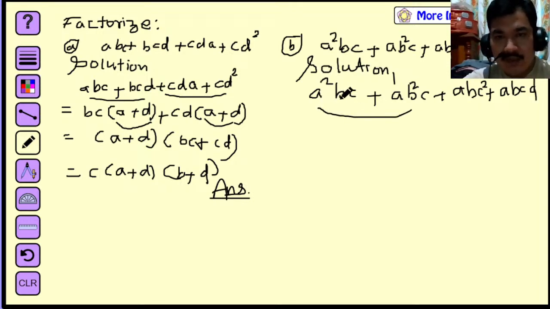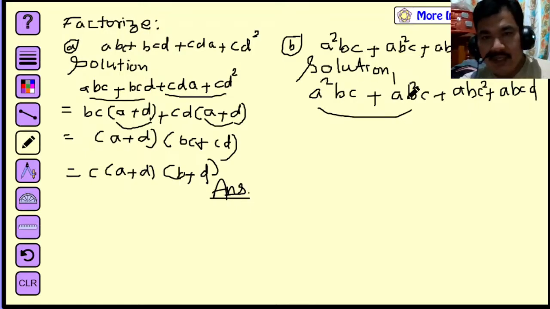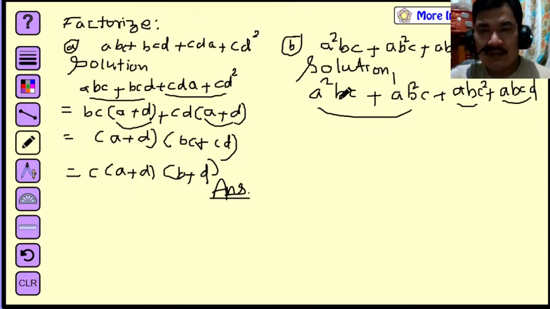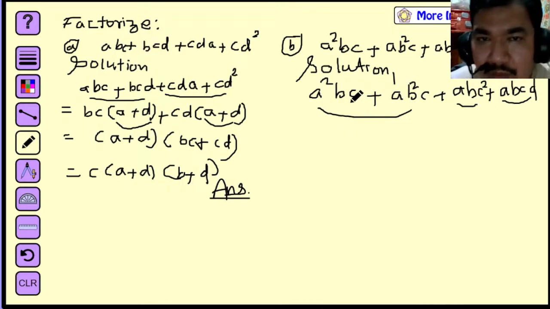Now let's check here. From these two, if you take ABC common, here A is remaining and here B is remaining. And from these two, look here, A, B, C common. Then here C is left, C square, that's a C left, and here D is left. This is C plus D. And here, if you take ABC common, here A remains and here B remains. Here it is not matching. That's why we have to change the grouping, this and this.